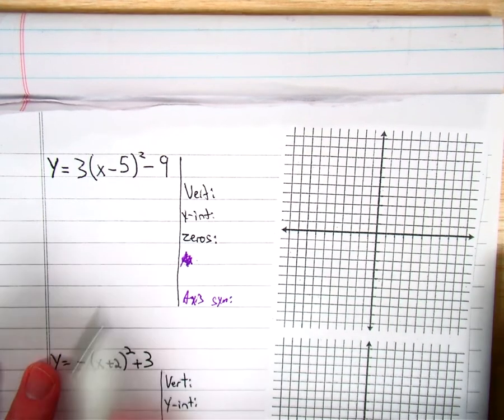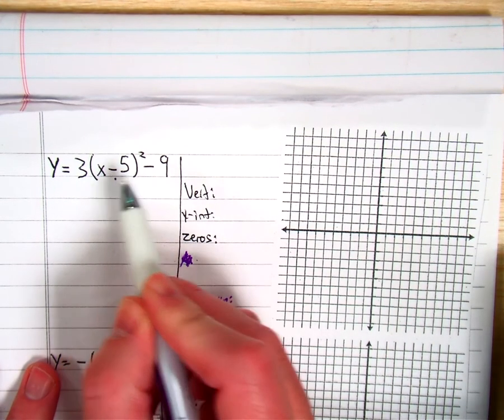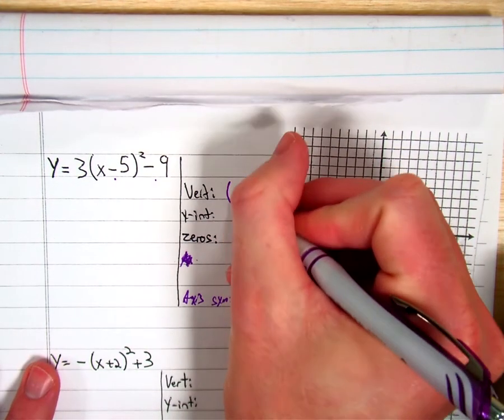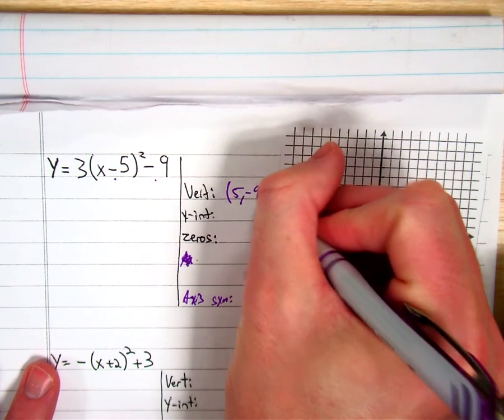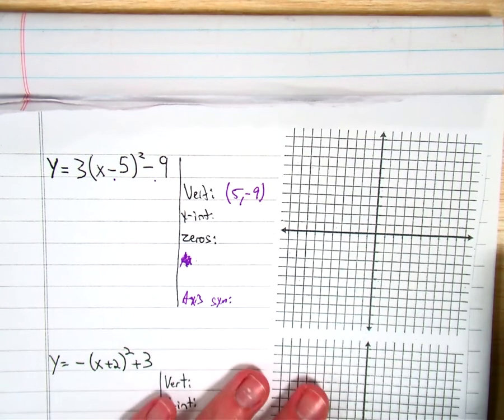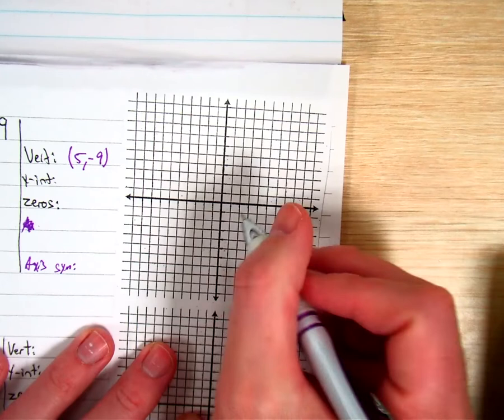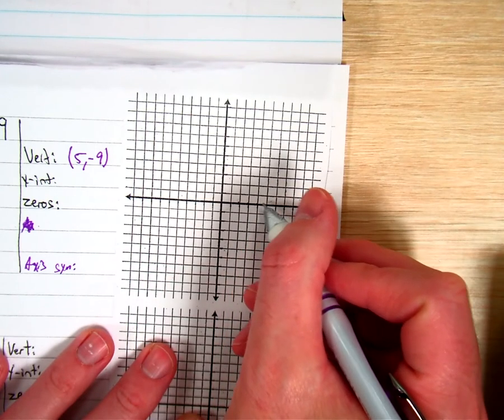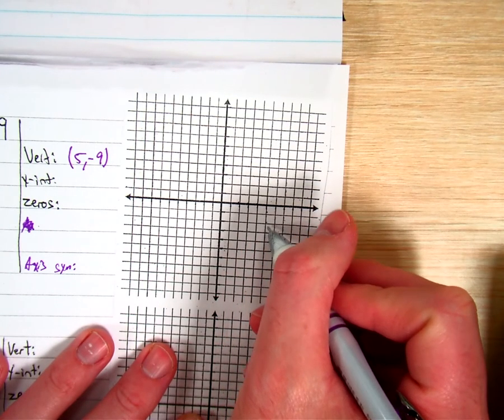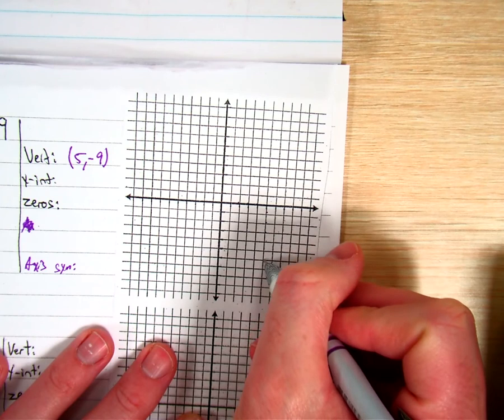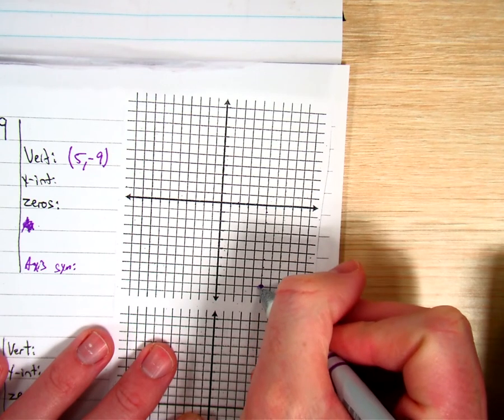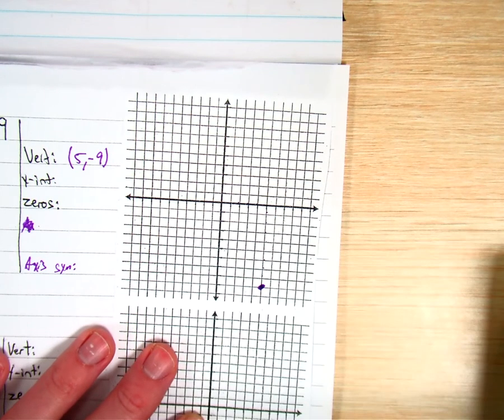Okay, so let's start us off. What do we got? (5, -9). Opposite, comma, same. (5, -9). Okay, let me put that down. 1, 2, 3, 4, 5. 1, 2, 3, 4, 5, 6, 7, 8, 9. There's the vertex. Okay.